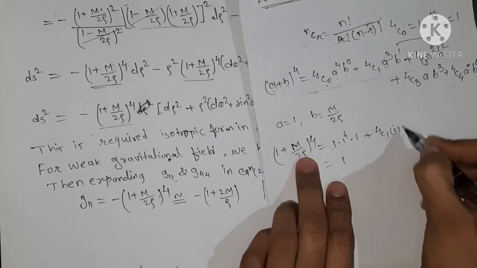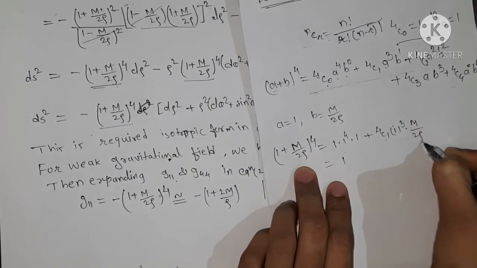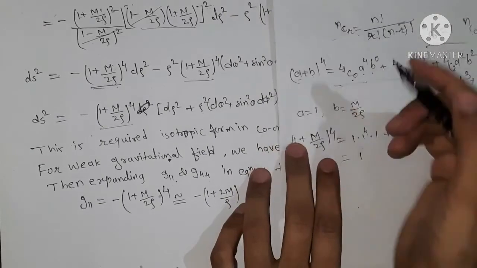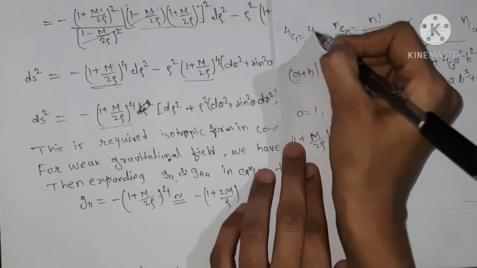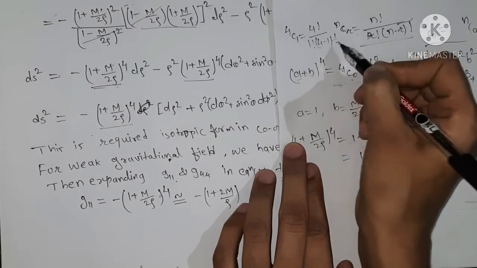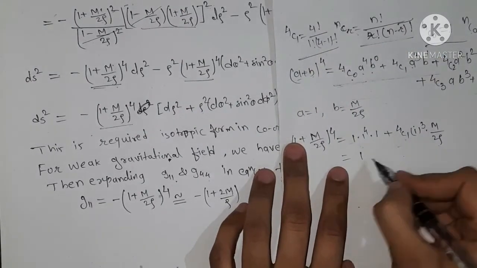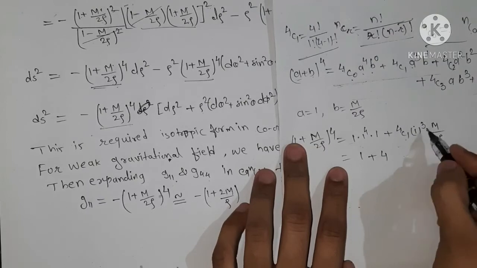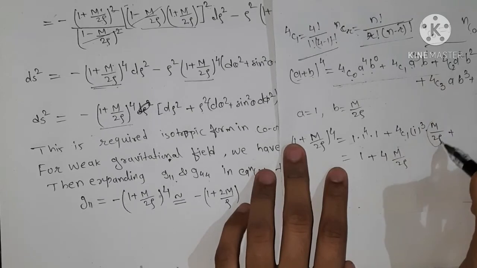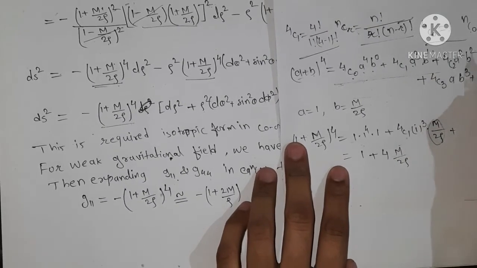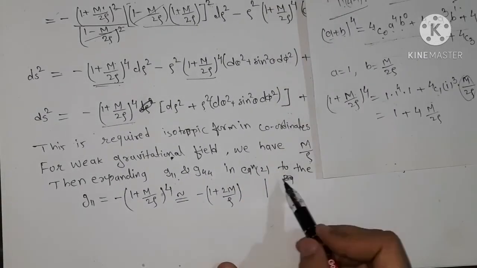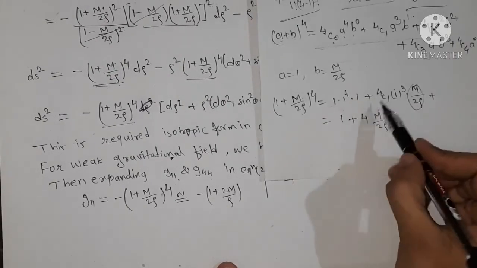a cube, that is 1 cube, into m upon twice rho. And what is 4C1? 4C1 is equal to, from this formula, 4 factorial upon 1 factorial into (4 minus 1) factorial. Computing this we get 4C1 equals 4, and m upon twice rho, plus b, here it is first order. Now after that b square, that is m upon twice rho whole square, the order is increasing, and we have to expand this up to the first order. So we are taking only the first two terms.